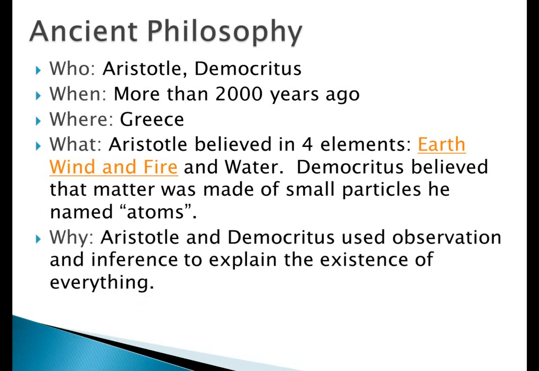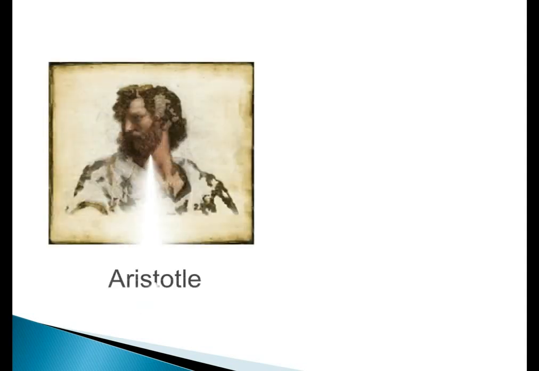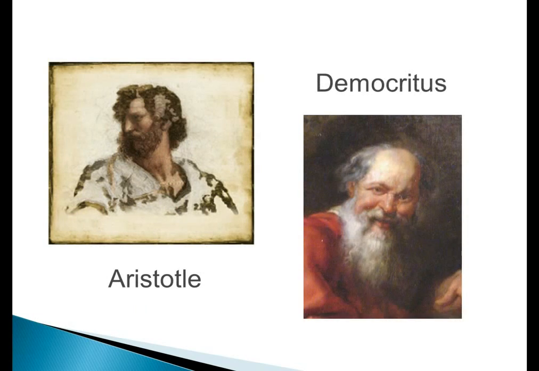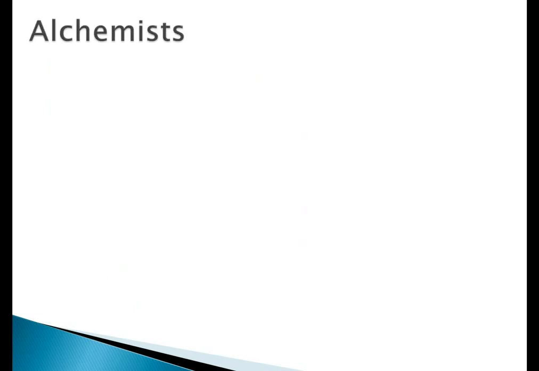Aristotle and Democritus used observation and inference to explain the existence of everything. At least they tried to. That's one of the things the ancient Greeks did. They didn't so much run experiments as they sat around and thought a lot. Aristotle, Democritus. I guess they just didn't have their cell phone cameras with them that day.